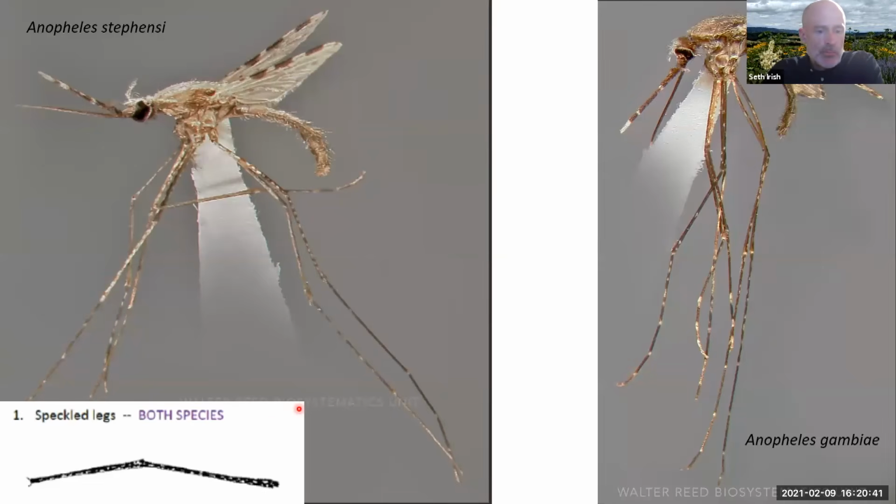So in the WHO report, they talk about the legs of the mosquitoes and talked about speckled legs. Both Anopheles gambiae and arabiensis have speckled legs. So here you have Anopheles gambiae, you can see the speckled legs. And here you have Anopheles stephensi, also speckled legs. So the speckling on the legs is not something that you can use to tell the 2 species apart.